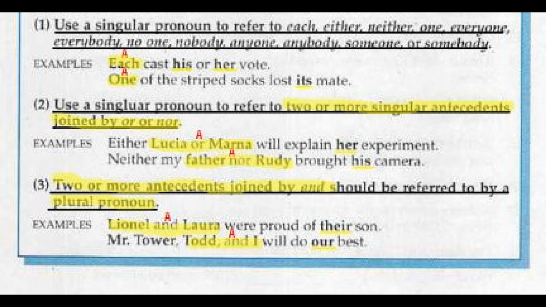Each cast his or her vote. Each is singular, so you know that the pronoun following that each, the antecedent, is going to be singular. And the reason why it's his or her is because you don't know if it's a male or a female that you're referring to, so you'll need to put both in there. That's just politically correct. A long time ago, in my day, you could just use the male his there. But I know it sounds awkward, but that's the way it goes.